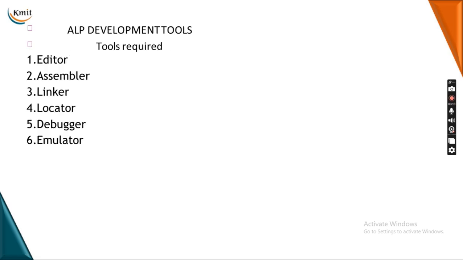So what are the basic ALP development tools we require? Whenever we write an assembly language program, our 8086 microprocessor uses some tools in order to do step-by-step execution and get the user-friendly output. So what are the tools required? The first one is editor, second assembler, third linker, fourth locator, fifth debugger, and the sixth and last one, emulator.